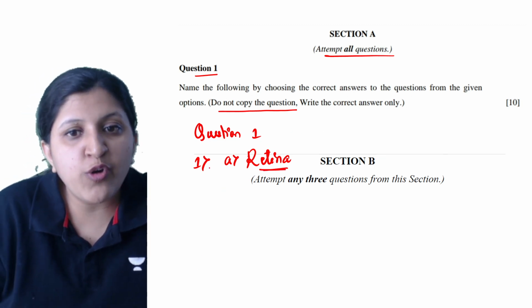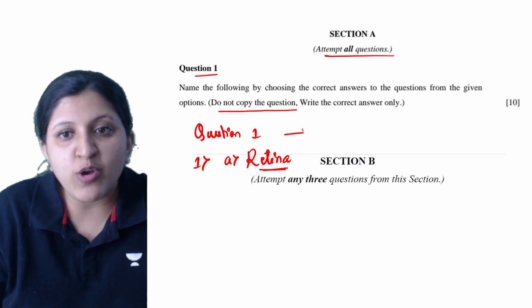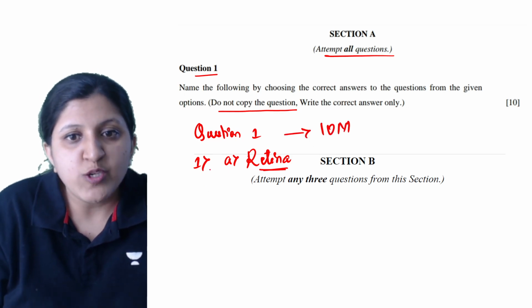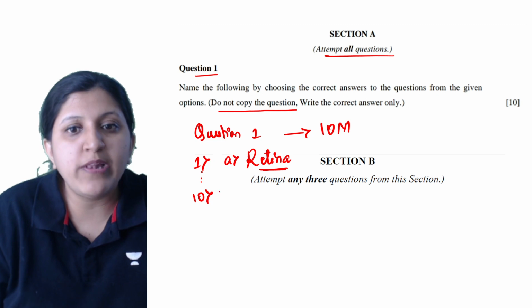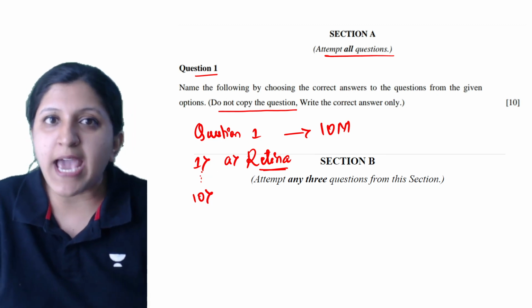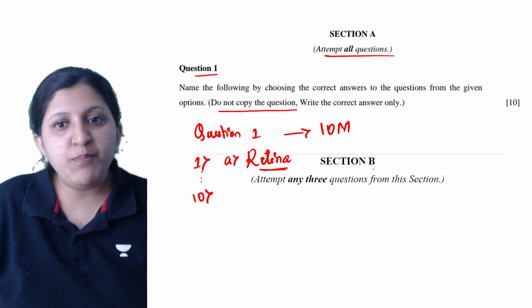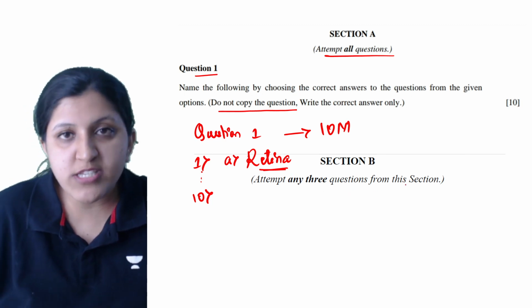The same is followed for all the 10 questions that are there, because this will be of 10 marks. So up to 10 questions you will have. Each one of them will carry 1 mark. Then for section B, attempt any 3 questions from this section.